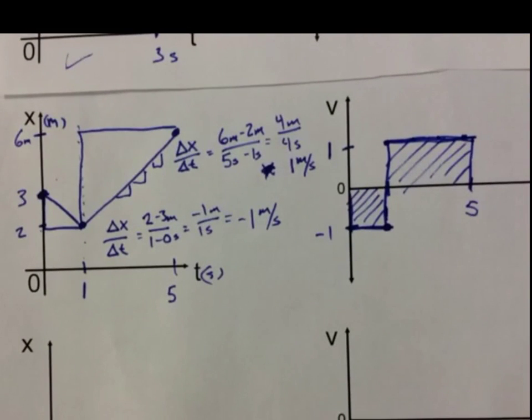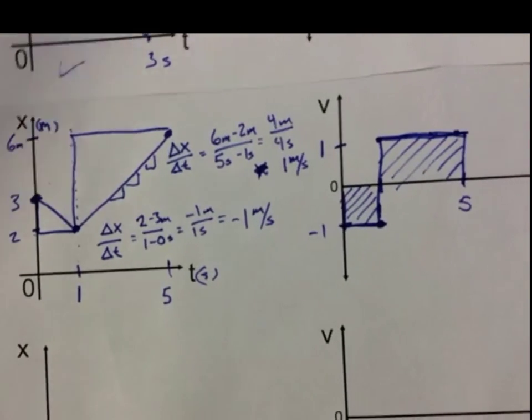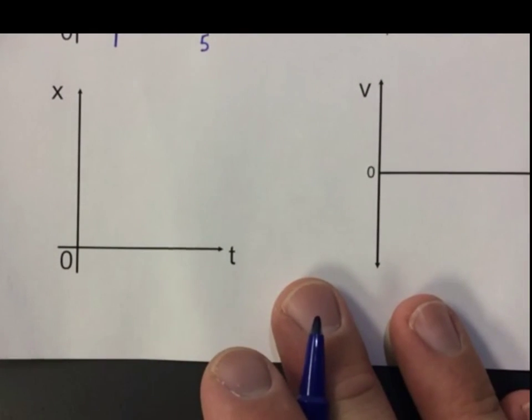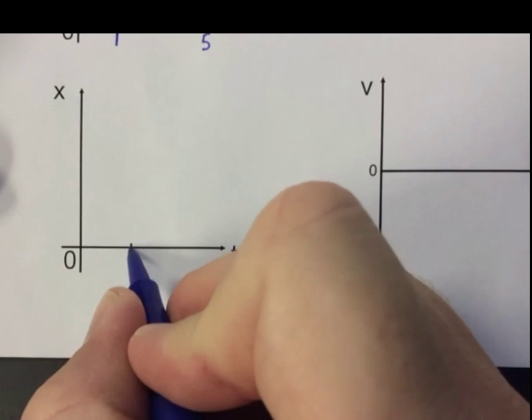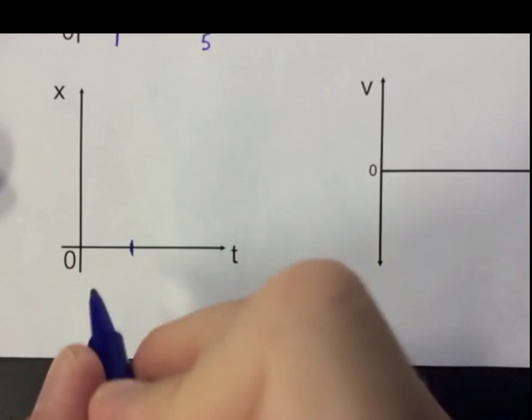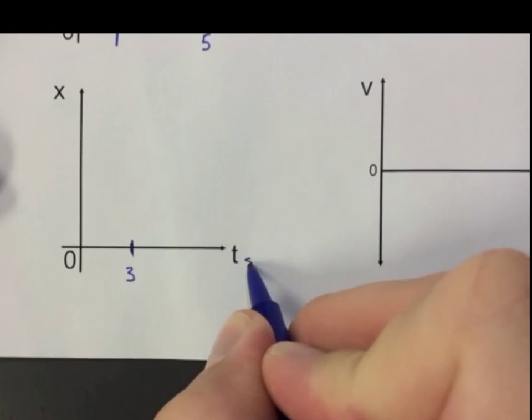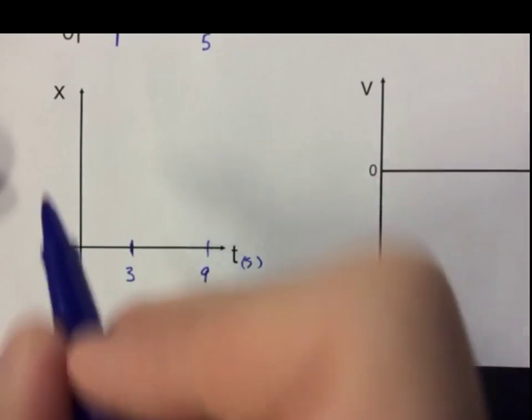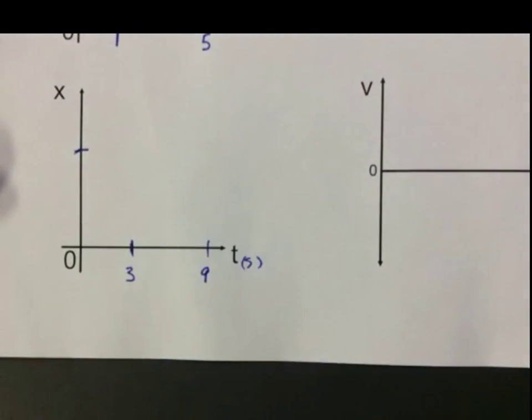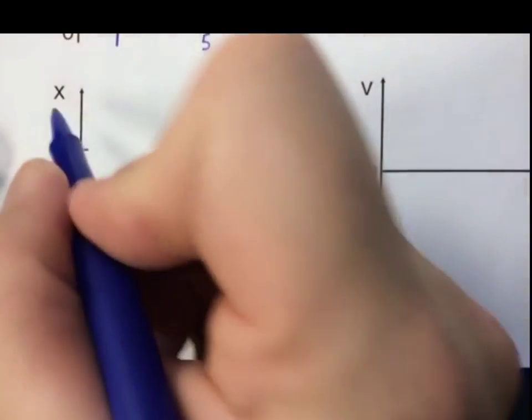All right, here's our last scenario we're going to do here. So we go down to our last graph, and what I want us to do is a very simple position versus time graph. The two time intervals we're concerned with are 3 seconds and 9 seconds. And the only position we need to put on our position axes is 3 meters.